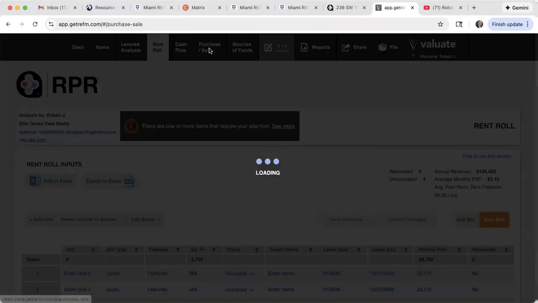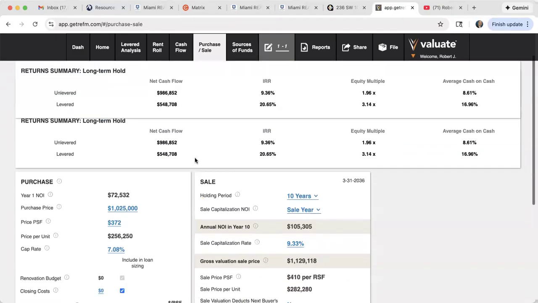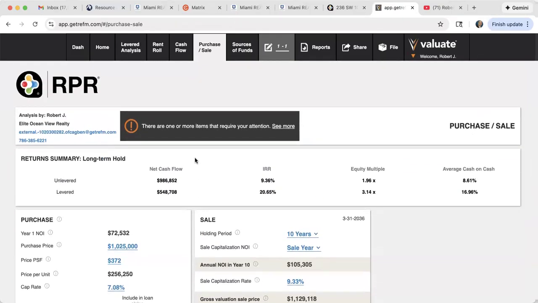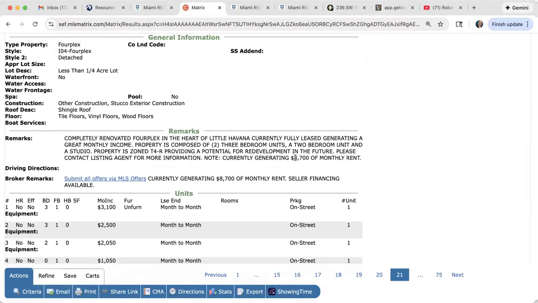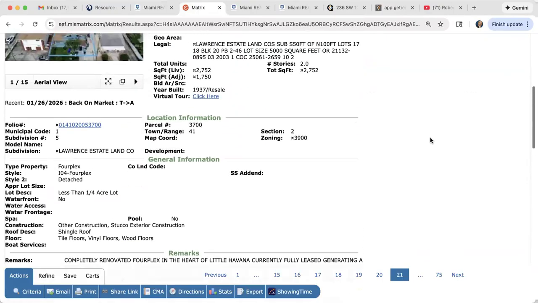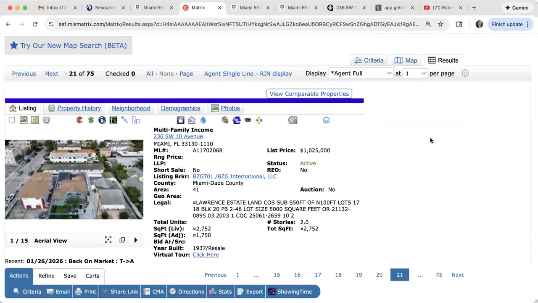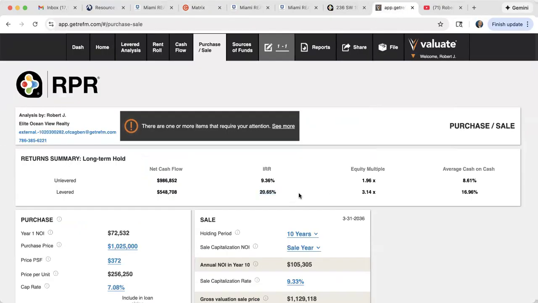All right, purchase and sale, and yes, we now have the correct numbers. Guys, you're generating 20% returns. This is a great investment. This is a really good investment. This is why on the MLS, they're saying that this is an amazing monthly income. So again, we found you another amazing property that you can obtain through the MLS for your investors. This is generating a ton of income.